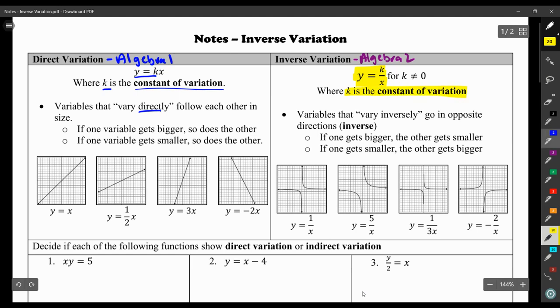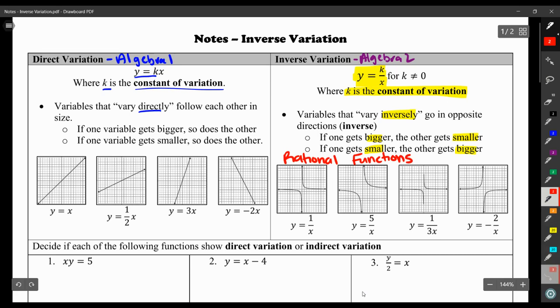But since it is inverse, when we say that two variables vary inversely, they go in opposite directions. Opposite meaning inverse. So if one gets bigger, the other gets smaller, and vice versa. If one gets smaller, the other gets bigger. Here are a few examples of equations and graphs of what we call inverse variation. The most basic is y equals 1 over x, and this is actually called a rational function. These are all rational functions.